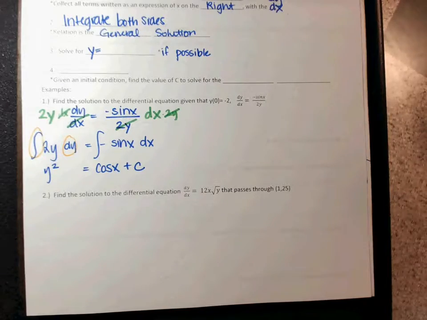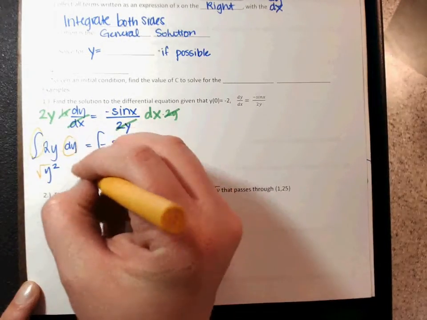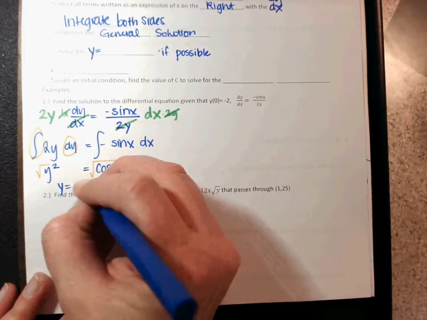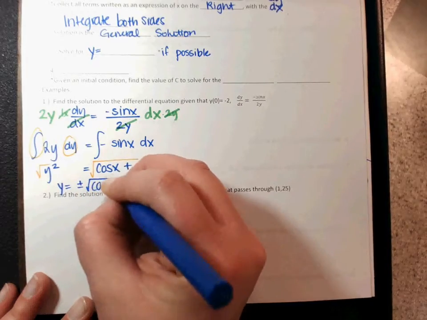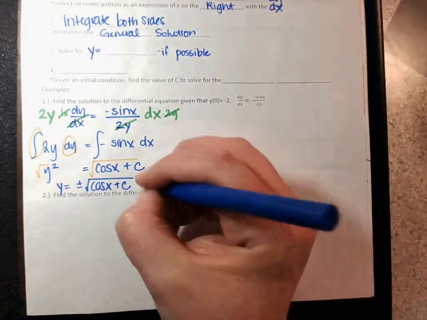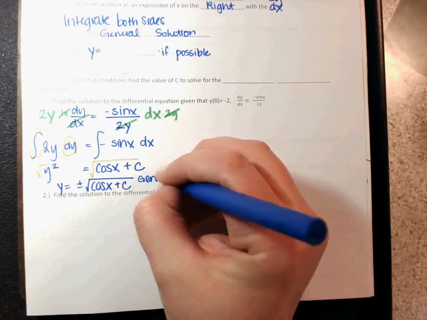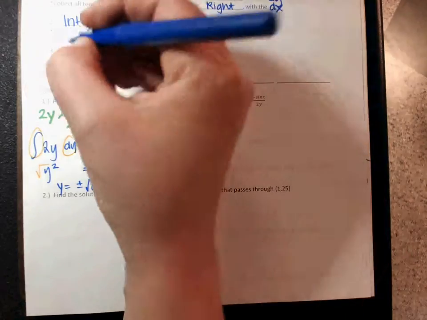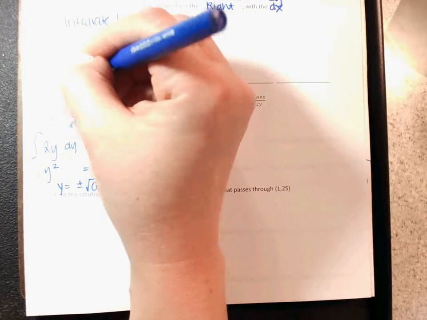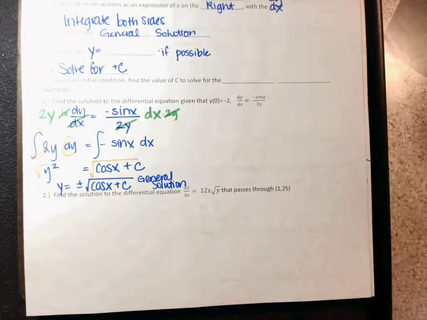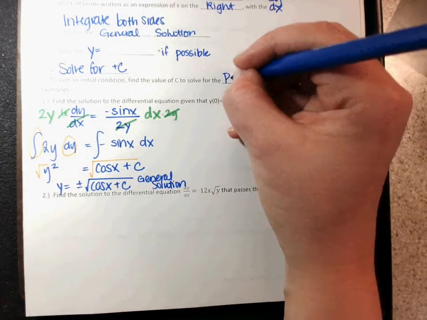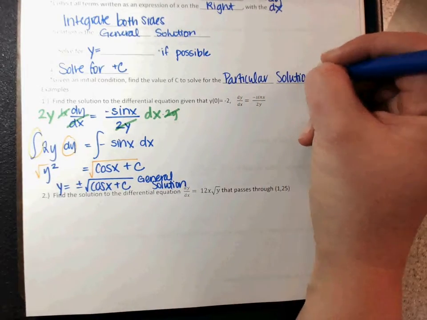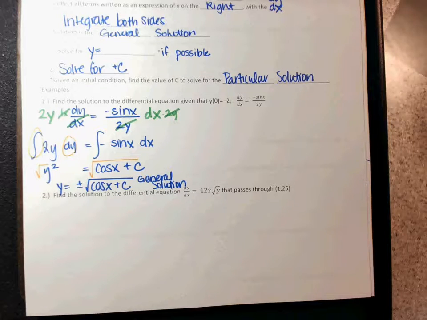How do I get rid of the squared? Square root. So that means that y equals plus or minus the square root of cosine x plus c. That is the general solution. Okay, step number 4 is going to be to solve for c, and that is going to be considered the particular solution. The particular solution, okay?